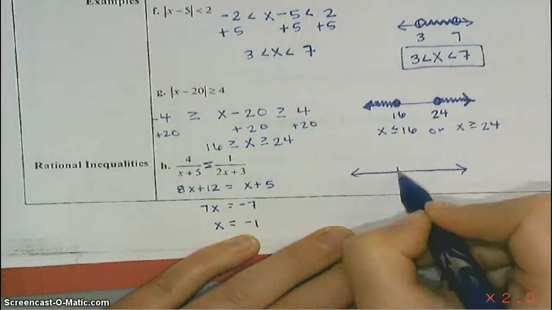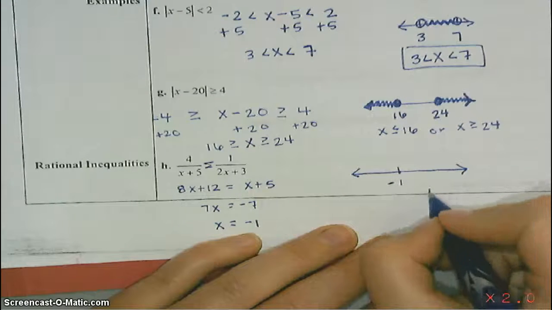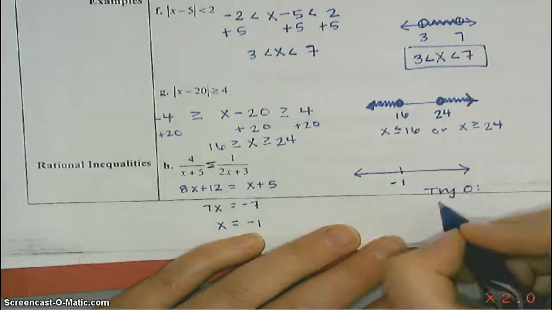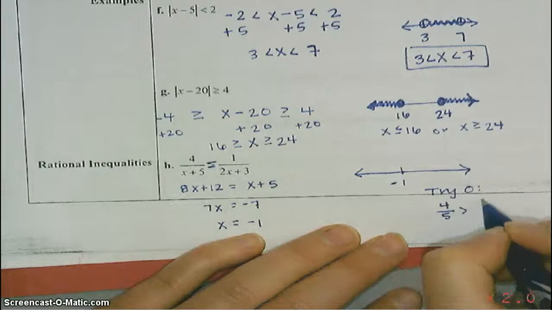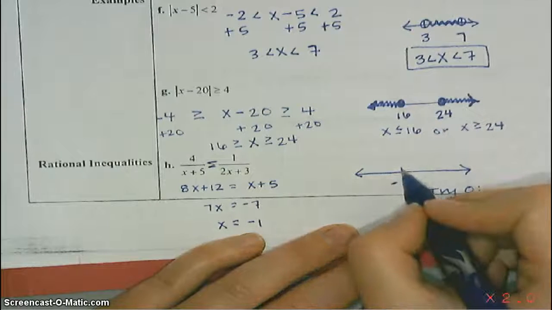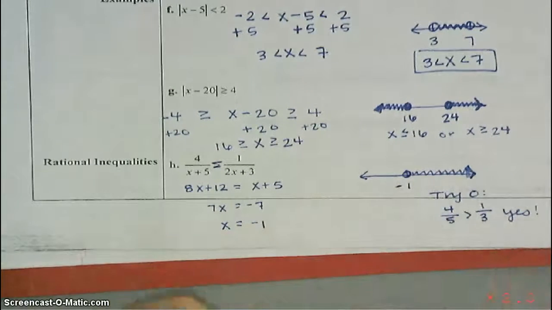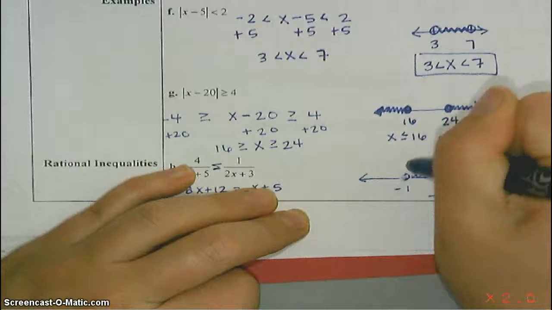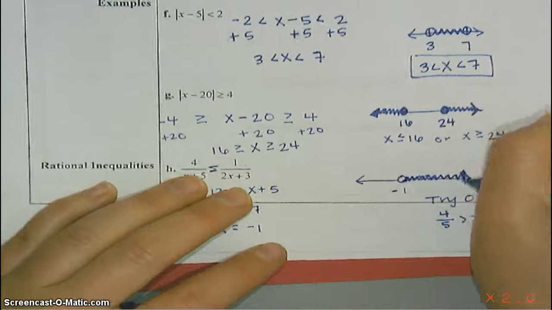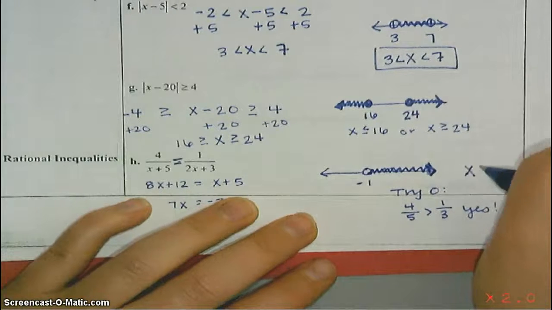So what you can do is test. An easy number to test is 0. So I'm just going to try it, and by trying it, I'm going to plug it in. So I'm going to get 4 over 5. Is that greater than 1 over 3? It is. And since 0 works, I'm going to go ahead and shade to the right of the -1. This actually should be an open dot because our original inequality did not include an equal sign in it. All right, so written as an inequality, that means that x is going to be greater than -1.